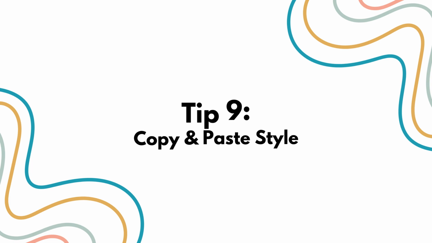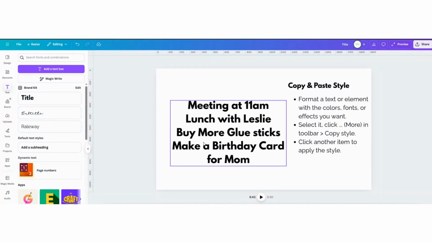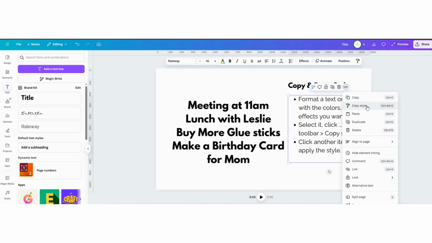Tip 9. Copy and paste the style of your text. Instead of reformatting over and over, you can actually copy and paste the style of your text to keep everything consistent. Perfect for when you're matching fonts across all the titles in a scrapbook, making labels for a junk journal, or keeping bookmarks and gift tags in the same style.